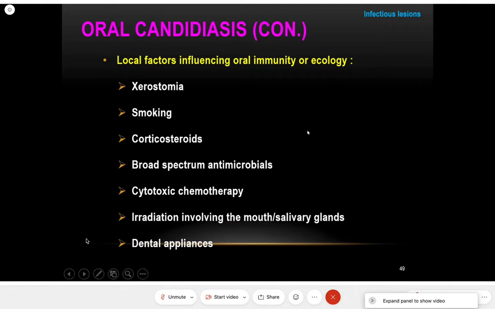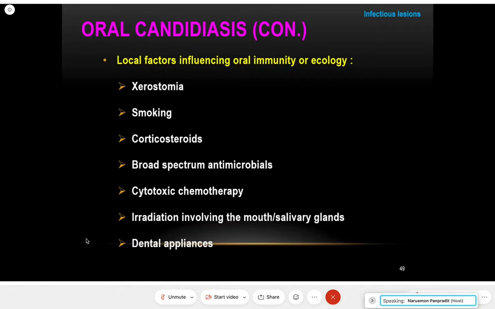Okay, no problem. Another reason is flushing, because you have a lot of water in your mouth from the normal saliva. It flushes away things that stick on the surface, but with less saliva, this flushing disappears, so it's easy for Candida to overgrow.